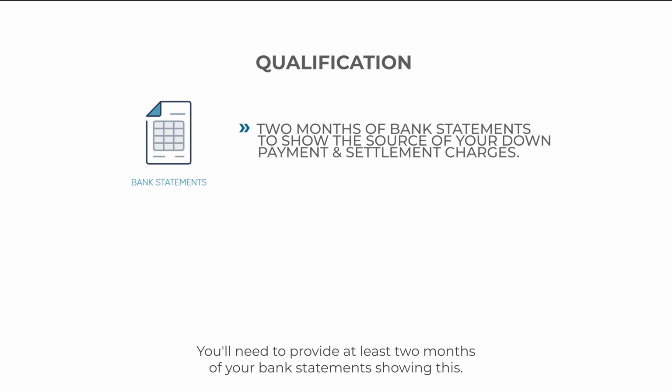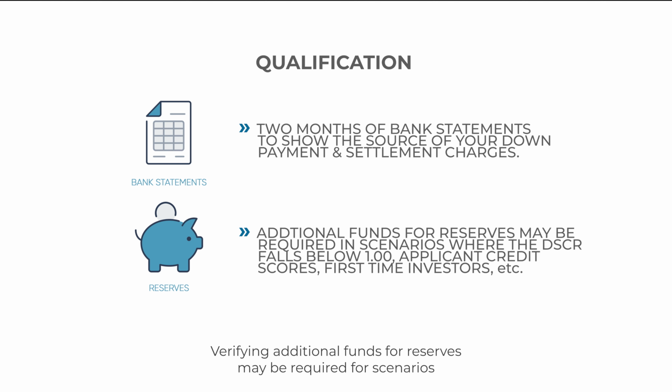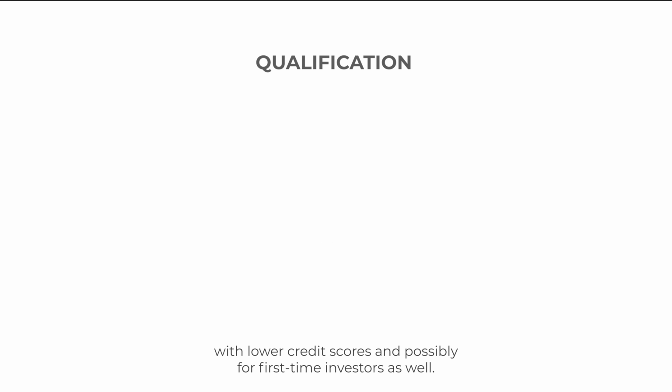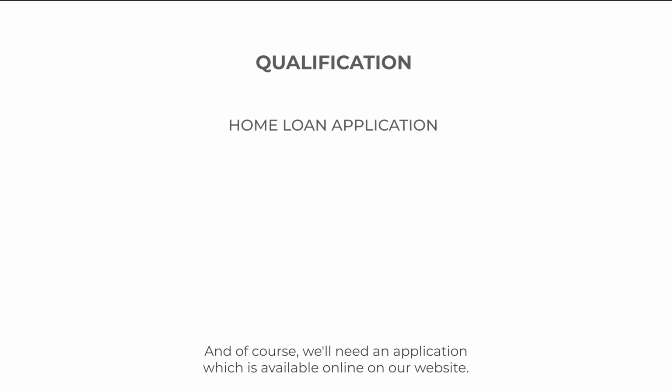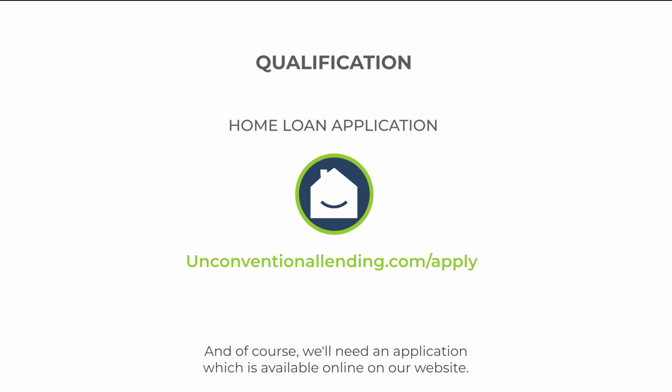You'll need to provide at least 2 months of your bank statements showing that you have sufficient funds for the down payment and settlement charges. Verifying additional funds for reserves may be required for scenarios involving DSCR ratios that fall below 1.0, as well as applicants with lower credit scores and possibly first-time investors as well. Minimum credit scores can be as low as 575. And of course, we'll need an application, which is available online on our website.